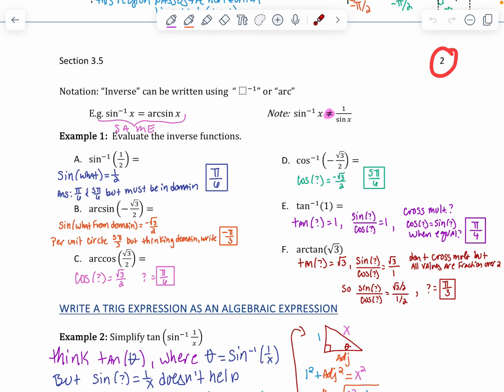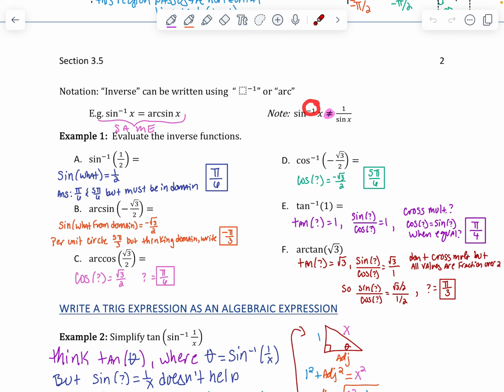Section 3.5, page 2. Now we've already mentioned that we're looking at inverse trigonometric functions, and we had used that kind of -1 exponent notation. But when it comes to trig, we can also list "arc" before the trig function. So if we want the inverse of the sine of x, we're asking for the arc sine of x. So an arc prefix and a -1 exponent are the same thing.